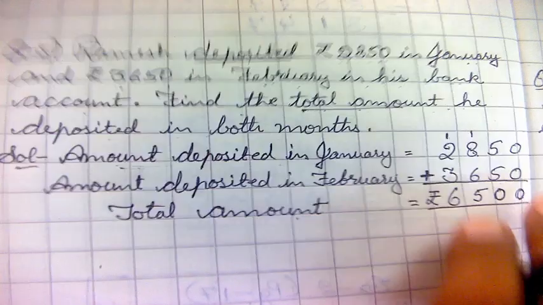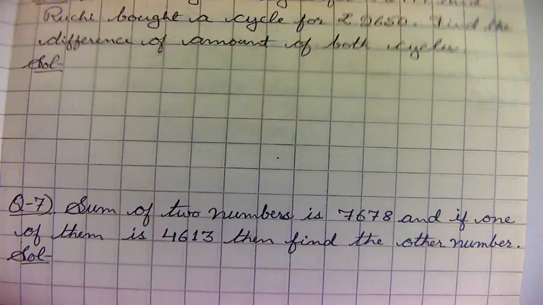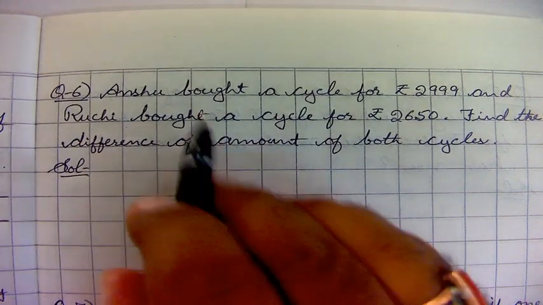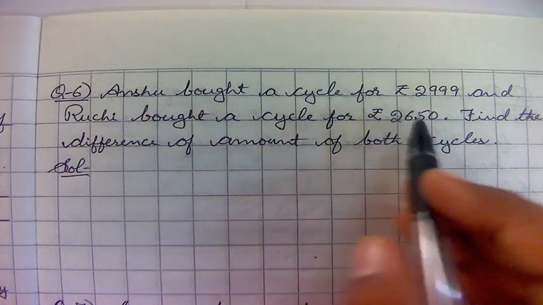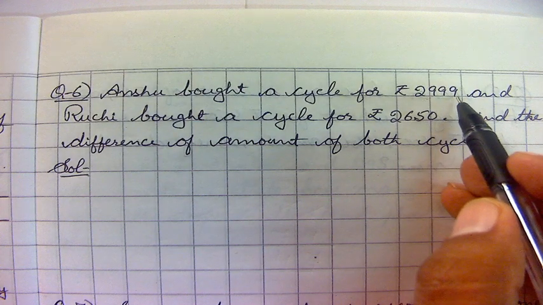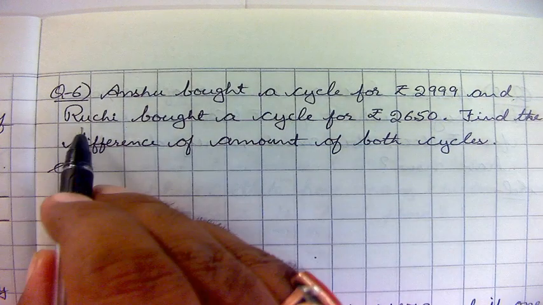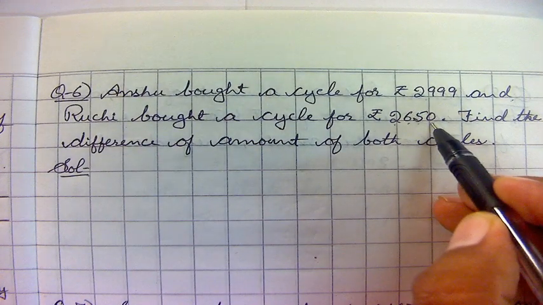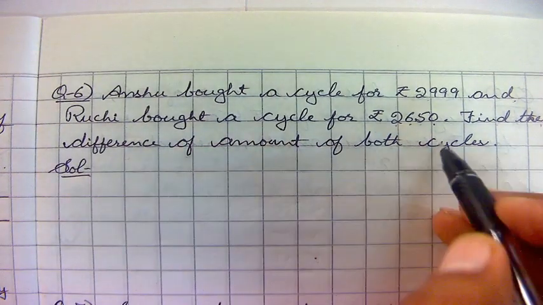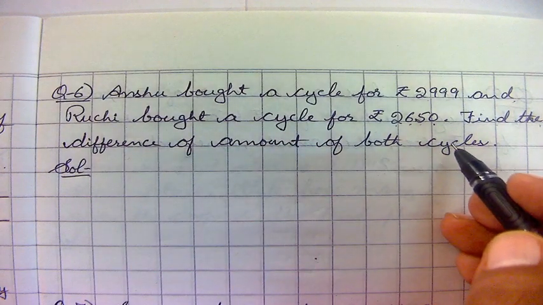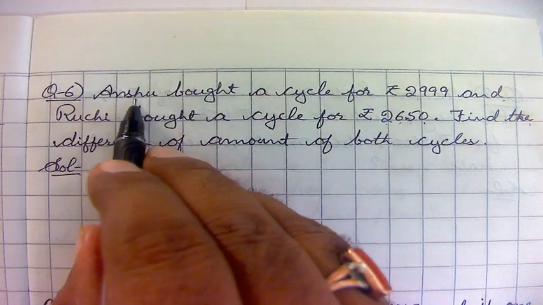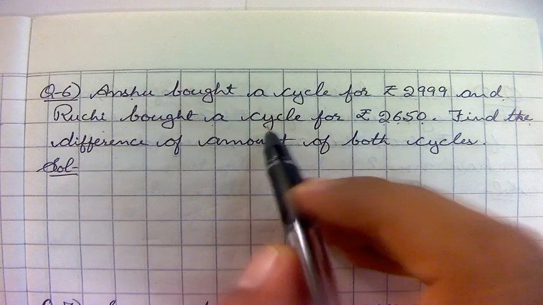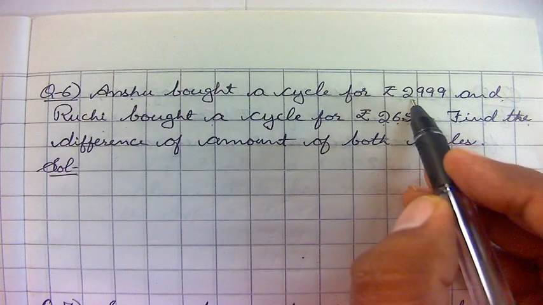Now let us move towards the next question, question number 6. It says Ashu bought a cycle for rupees 2,999 and Ruchi bought a cycle for rupees 2,650. Find the difference of amount of both cycles. Now what is the question? Ashu bought a cycle and Ruchi bought a cycle. दोनों ने साइकिल खरीदे हैं. आशु कितने में साइकिल खरीद के लेके आ रहे हैं?